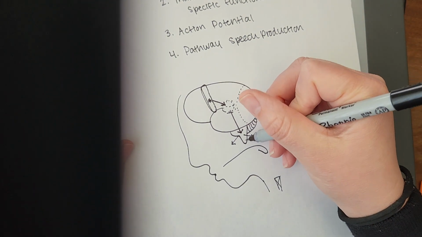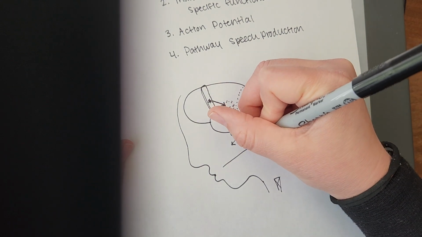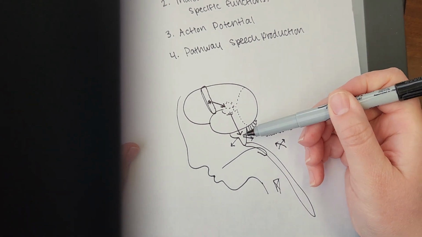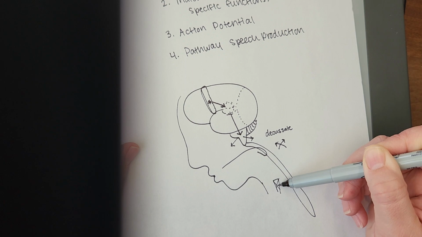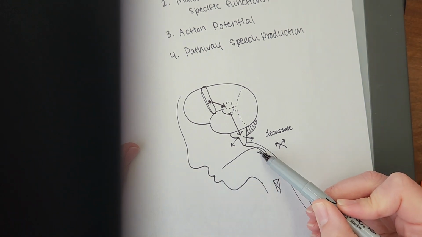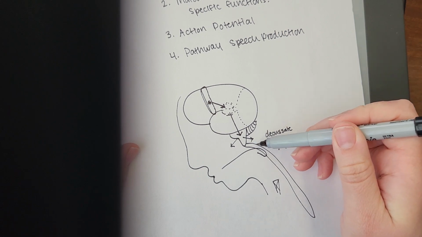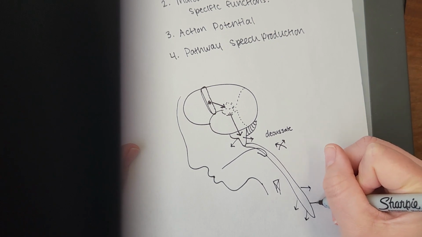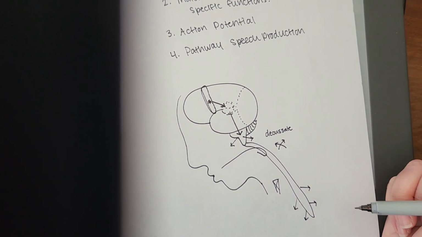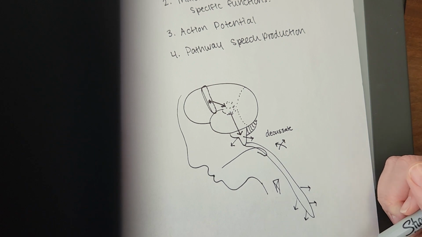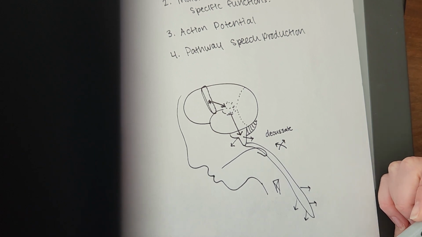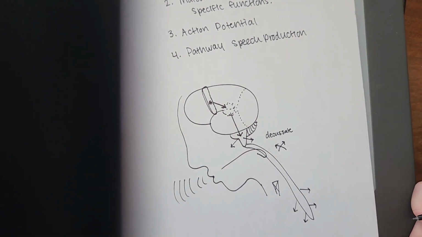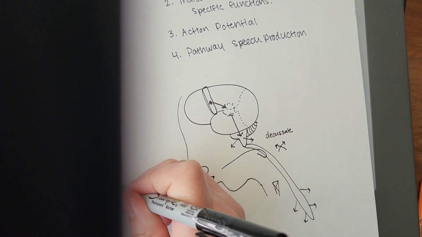And then, you remember we said that the brainstem is just a connector to the spinal cord. Forgive my drawing. The cranial nerves are responsible for phonation, articulation, and resonation. However, there's a signal that still has to go down through the spinal nerves, and that's going to control respiration. So all of that is going to coordinate together so that we can produce clear and intelligible speech.